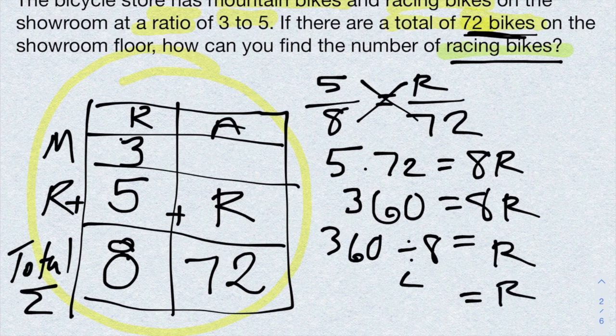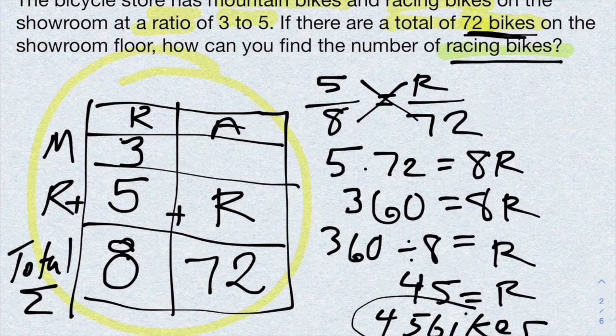And that's going to give me 45. Okay, so I know it's 45 bikes. And I circle my answer. So I could put my 45 here. Could I find from this then my mountain bikes?